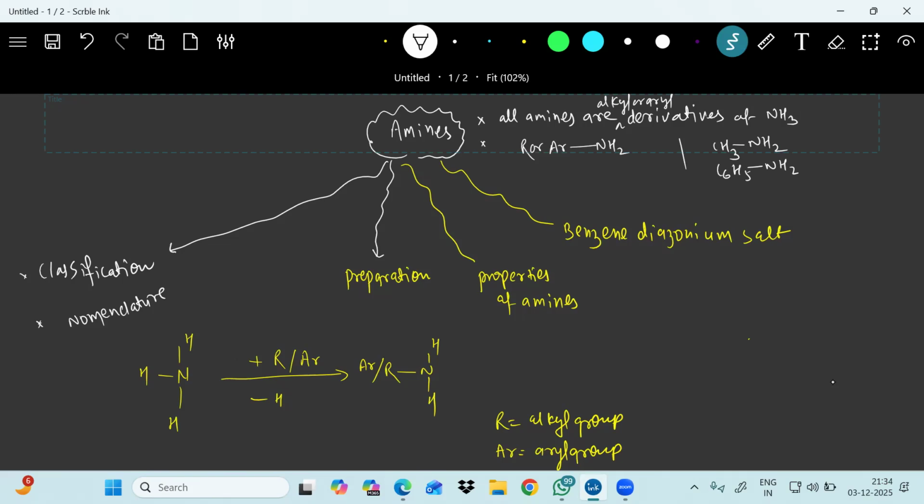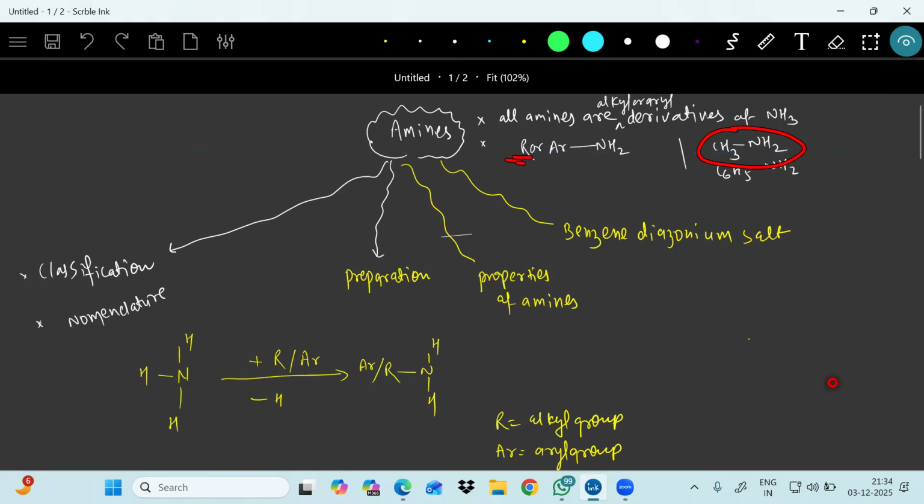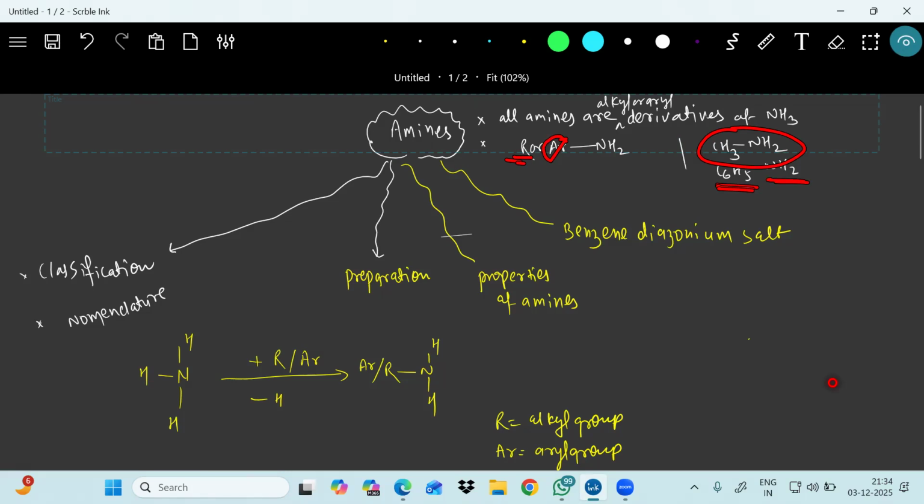At the place of R, we can write a CH3 group, which is a methyl group. This is methyl amine, an aliphatic amine. If an alkyl group is there, it is an aliphatic amine. And if benzene or a derivative of benzene, an aromatic ring, is there, like benzene C6H5NH2, this is an aromatic amine. So there are two types of amines, aliphatic and aromatic. Aliphatic means an aliphatic carbon chain, and aromatic amines means the nitrogen atom of ammonia is attached to the aromatic ring.